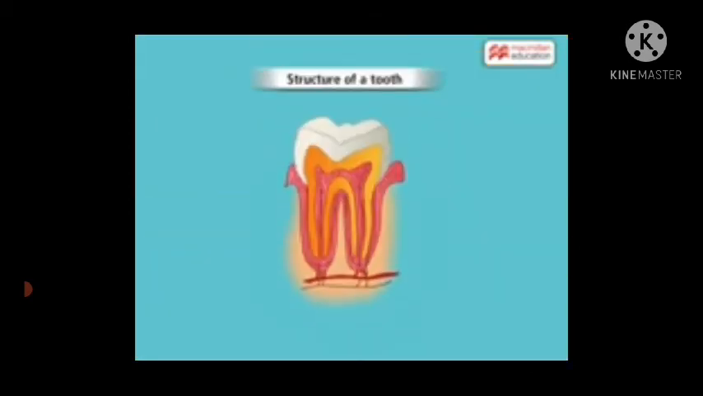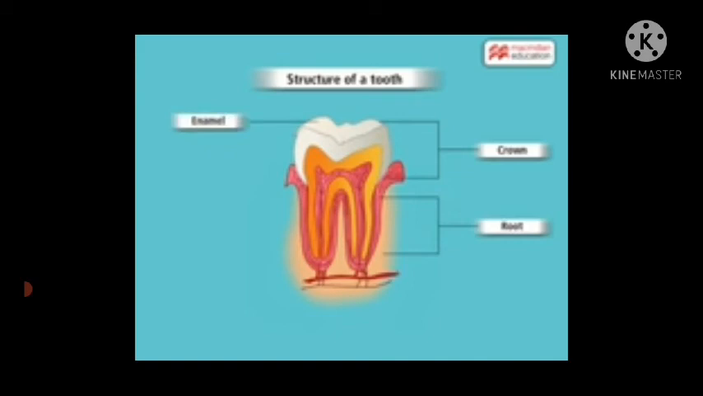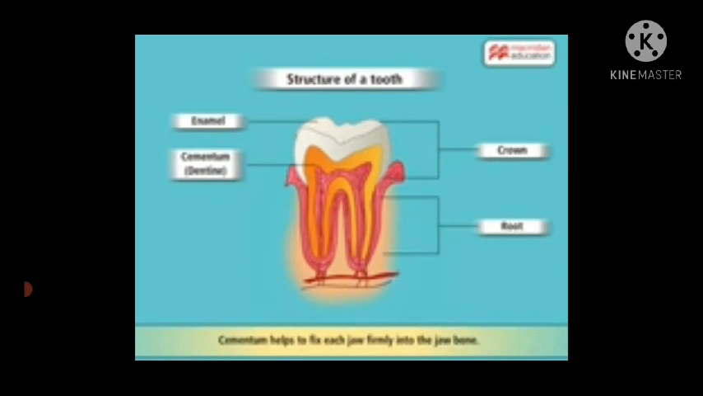Now let us learn about the structure of a tooth. The body of a tooth is divided into 2 parts. The upper part is called the crown, while the lower part is called the root. The root is fixed in the jaw and is hidden. The crown is made up of enamel, which is the hardest material in our body. Below the enamel, there is a bone-like material called cementum or dentine. Cementum helps to fix each tooth firmly into the jawbone.